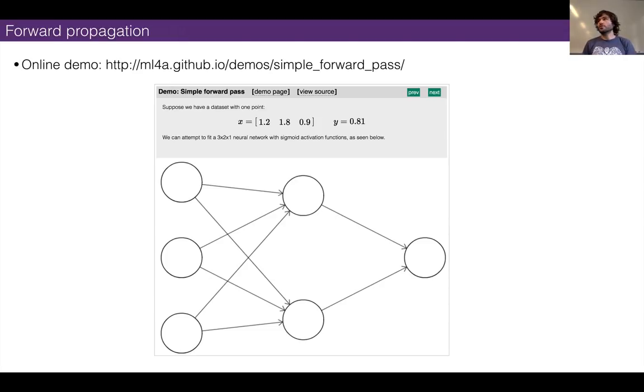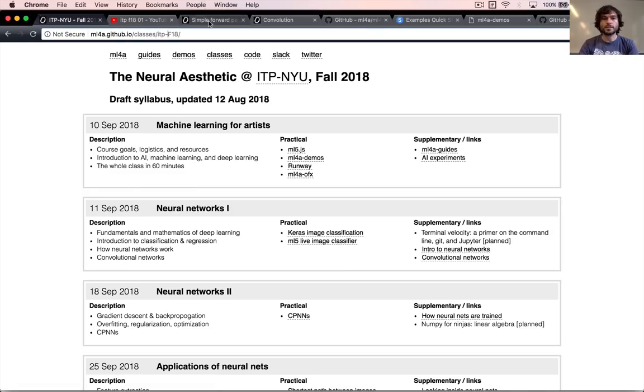So let's actually do a quick demo. I'm going to show you a demo that you can find at this link right here. You don't need to go into it because I'm just going to show it in my browser. But if you want to, you could look at this later. So that's going to be right here.